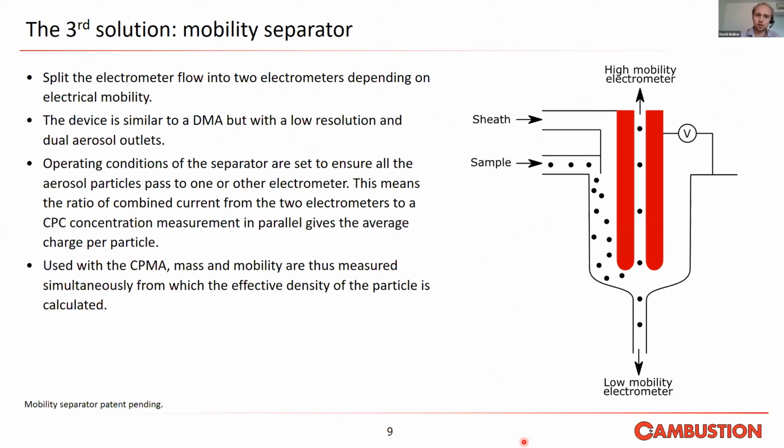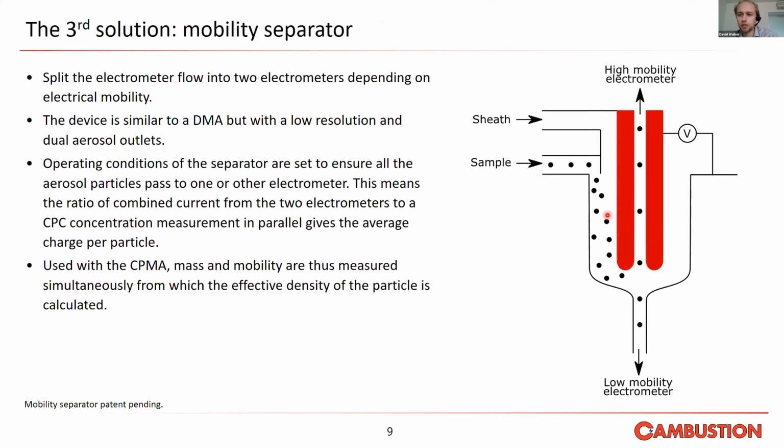The solution to this is rather clever. What you take is that flow into the electrometer and split it based on its electrical mobility. And we can do this with a device very similar to a DMA. So there's a clean sheath flow coming in along with a sample and a central electrode, which pulls those charged particles across into the middle.